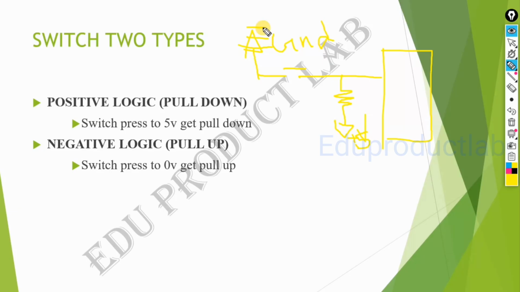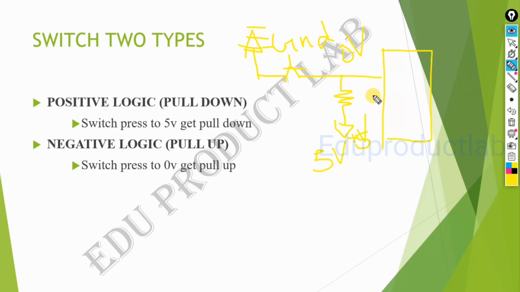A pull-up resistor keeps the input pin at logic high when the switch is not pressed. When the switch is pressed, the input becomes logic low. Now I do not press the switch. The resistor is connected to 5 volt, so the microcontroller reads the value as 5 volt. When the switch is pressed, the microcontroller reads the value as 0 volt. This is the most commonly used configuration in PIC microcontrollers.